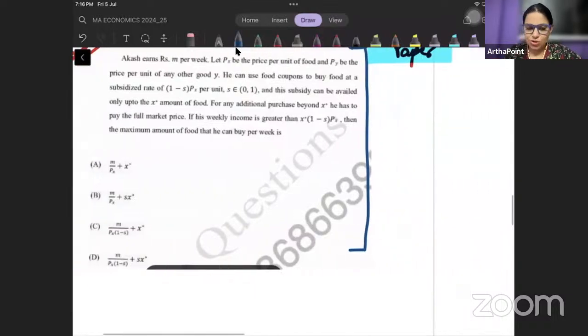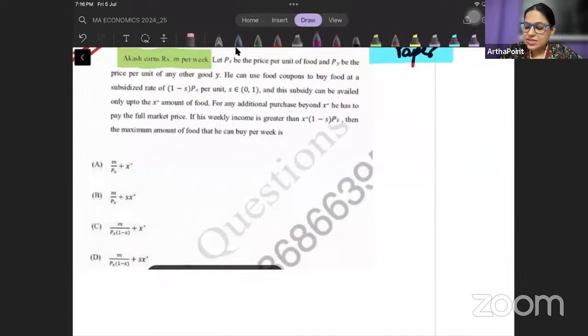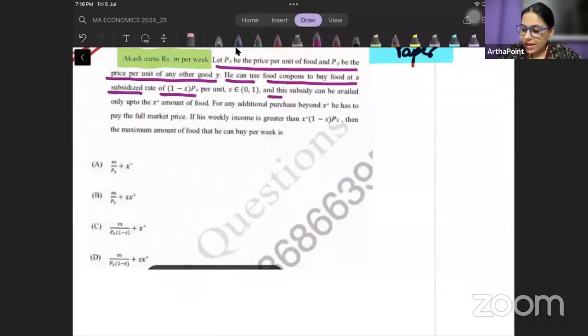Okay, let's take it together. Try to see this question. It says the income of Akash is M per week. PX is the price per unit of food. And PY is the price of any other good. We don't have to focus on the other good. Look carefully. He can use food stamp program to buy food at subsidized rate of 1 minus s times PX. So look, and this subsidy is availed up to X star units of food.